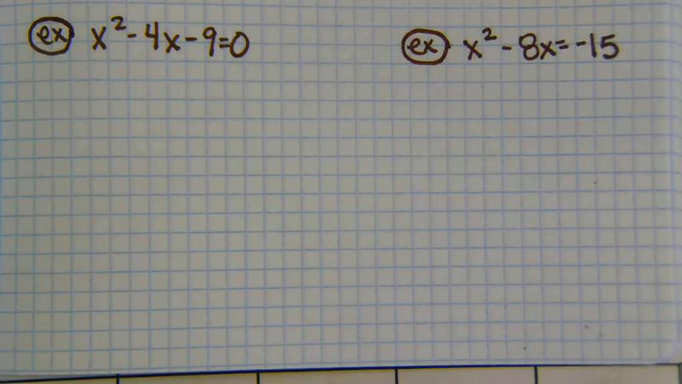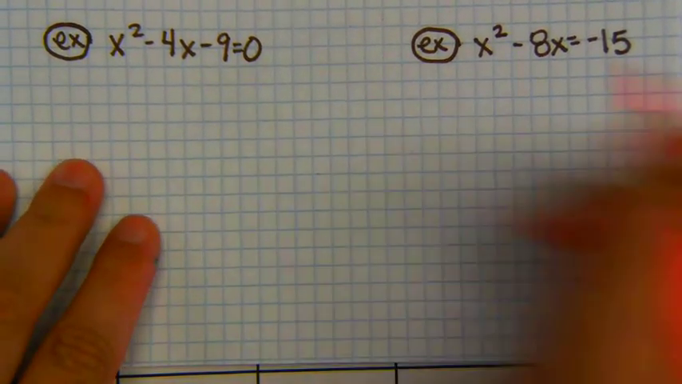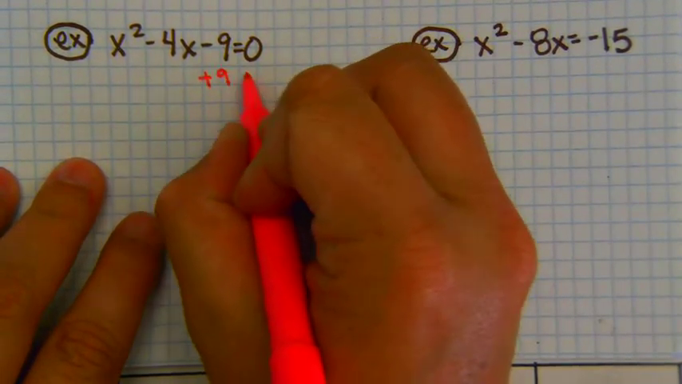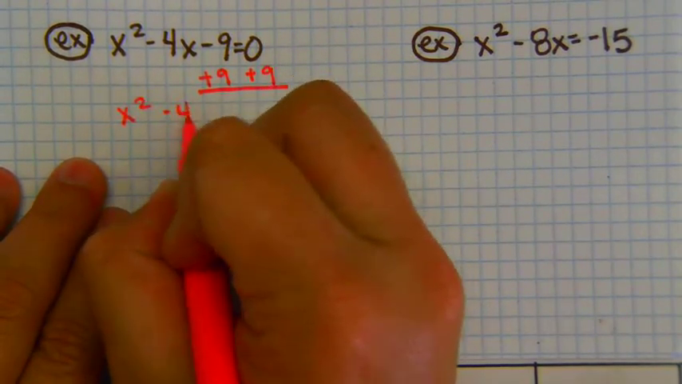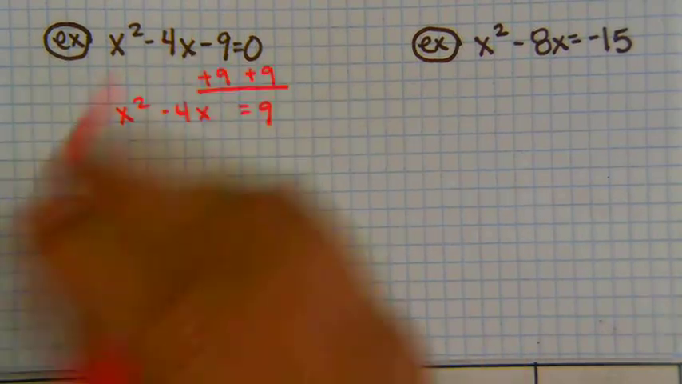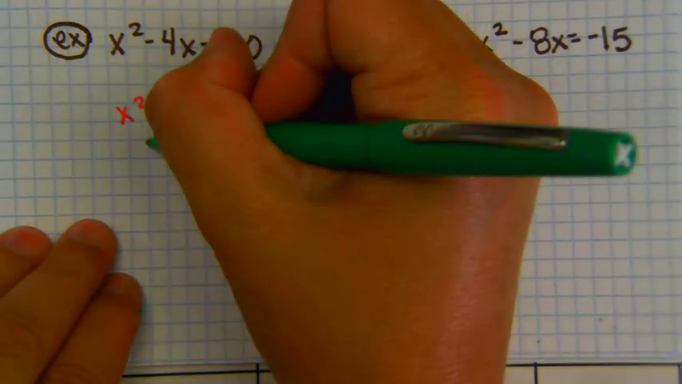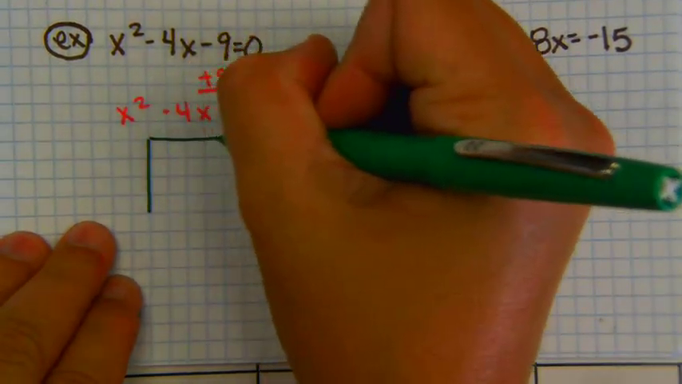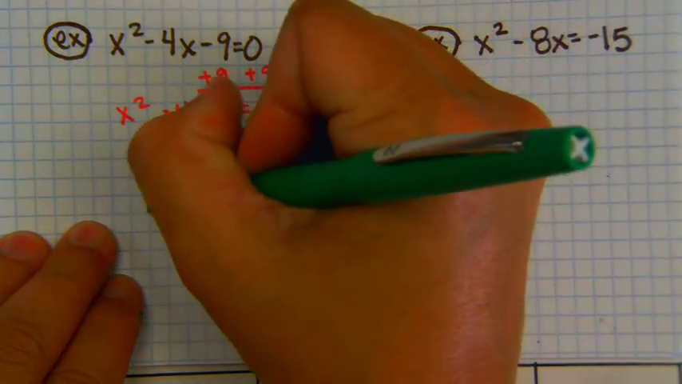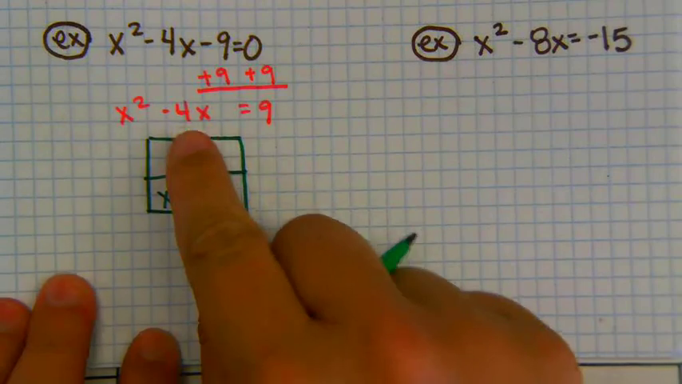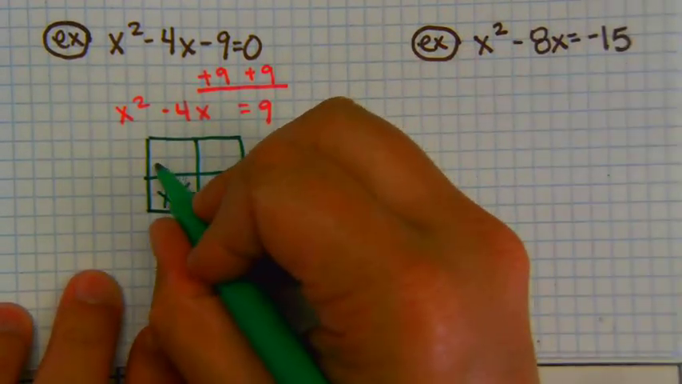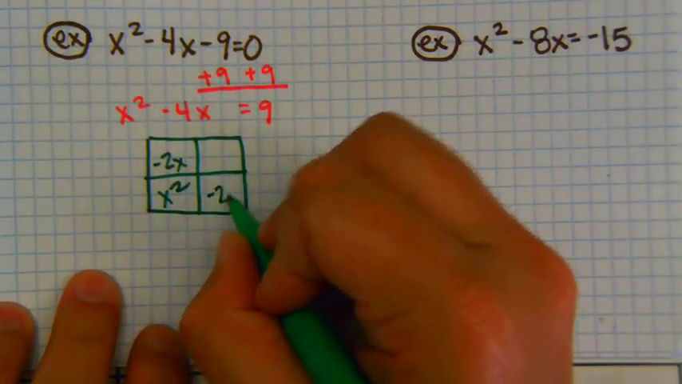Okay, so I'm going to go ahead and go over these. My first step is to get the x's by themselves, so I'm going to add 9. That'll give me x squared minus 4x equals 9. I make my area model. We're going to have x squared, then we split up this negative 4 into negative 2x and negative 2x.